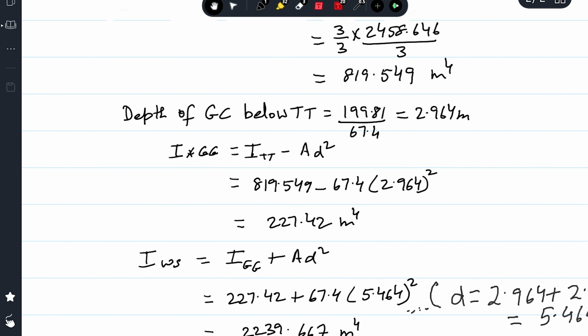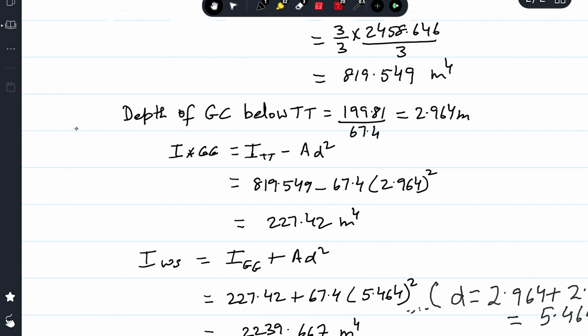Now, we have to apply the theorem of parallel axis 2 times. First, we will get the moment of inertia about the axis passing through the centroid, and then we will apply the theorem again, and we will get the moment of inertia about the water surface, because that is IWS, which is needed for finding the center of pressure.